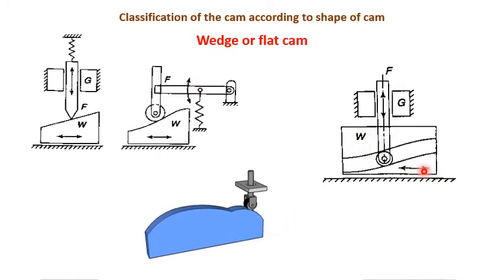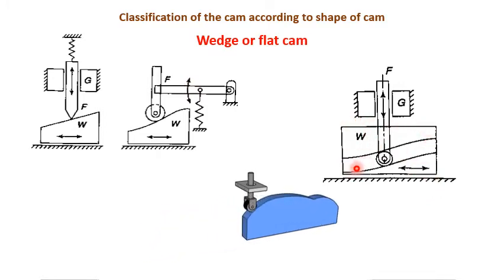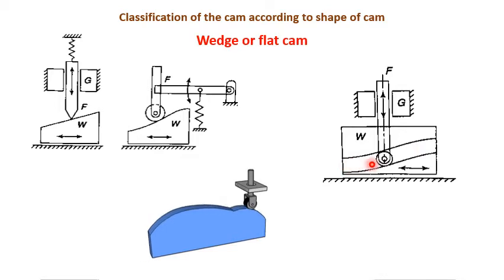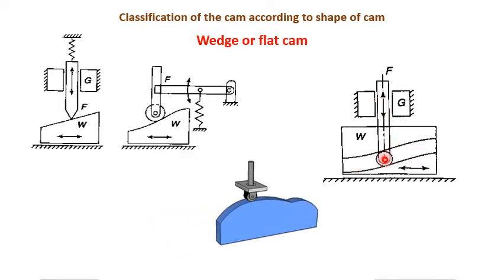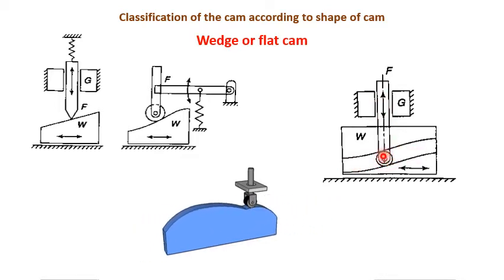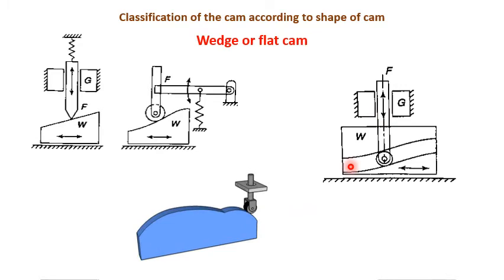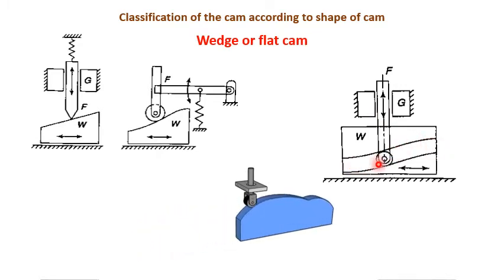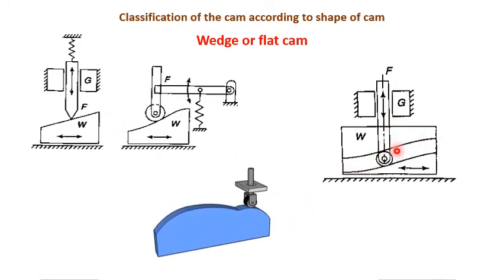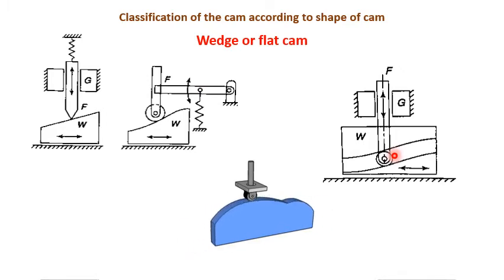Okay, so in the third figure, this is the wedge where the grooves are made. So in this groove, the follower tip is fitted. Okay, so as the wedge moves from left to right or right to left, since this follower is passing through this groove, there is a translatory motion that takes place due to the movement of this wedge. So we call such type of cams wedge or flat cams.